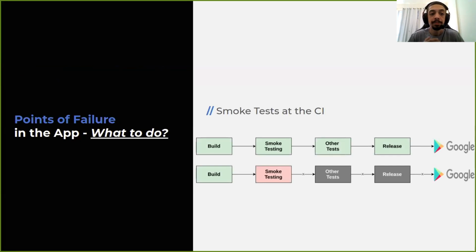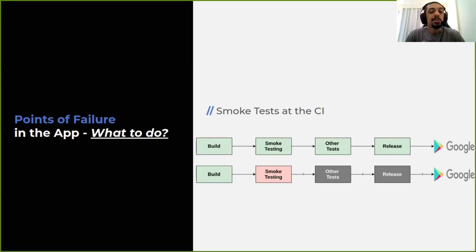So, what can we do for points of failure in the app? One approach that I really like is smoke testing. Smoke testing is not a new type of testing. It's just a different way for you to separate or execute the tests that you already have. You will create a new step in your CI where you first execute the tests of the application that are from the core, the sensitive parts, or the most important features of your application.